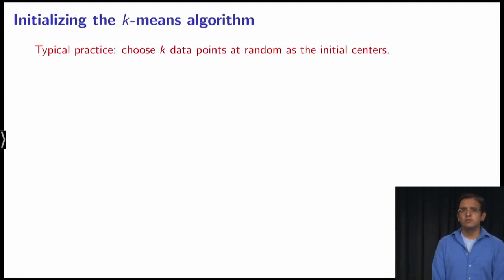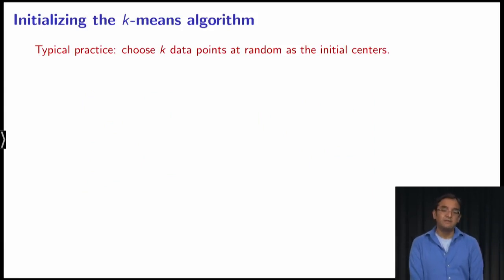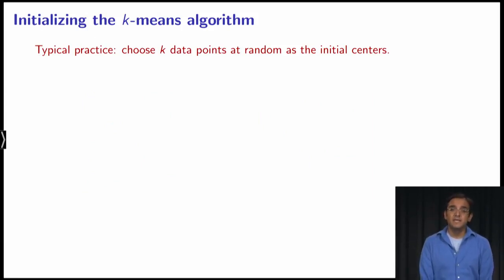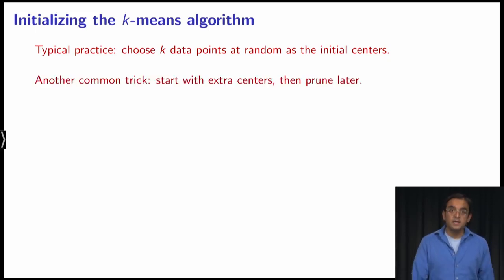So as I said, the most common practice, by far I believe, is to simply pick k of the data points at random and make those the initial centers. Another common trick is to start with extra centers. So if you want 10 clusters, let's say, you start with 20 centers. Now you run k-means for a while, and then you kill 10 of the centers. Okay? Now you're left with just 10 centers, and then you run k-means till convergence.